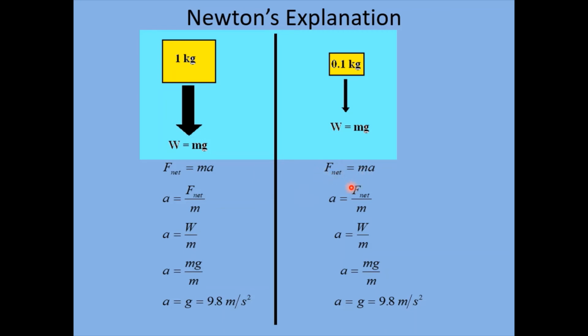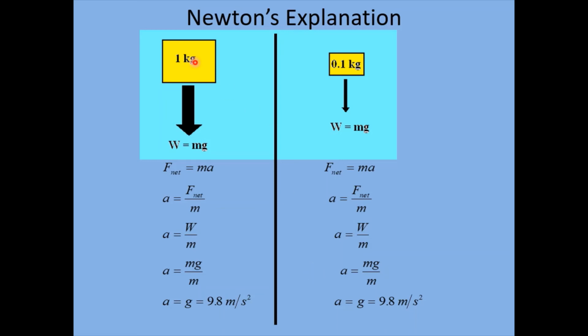Net force equals ma, a equals net force over m. The net force, again, is just the weight, w. And we replace w with mg. And here it is again. The m's cancel, leaving the acceleration is equal to g, which is 9.8. So what we have just shown here is that in both cases, the acceleration ends up being the same. It ends up being g, which is 9.8.